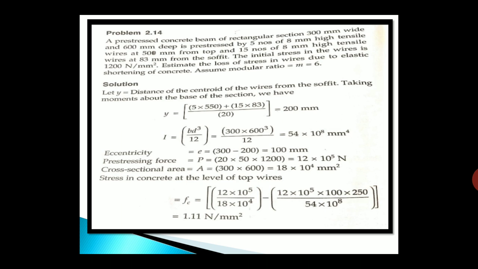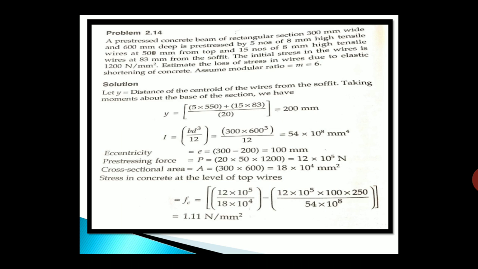In this example we have a rectangular section 300 by 600, and it is prestressed by 5 wires of 8 mm diameter which are 50 mm from the top, and 15 wires of 8 mm diameter which are 83 mm from the soffit or the bottom. The initial stress in the wires is 1200 Newton per mm square. We have to estimate the loss of stress in wires due to elastic shortening of concrete. Modular ratio is given as 6.